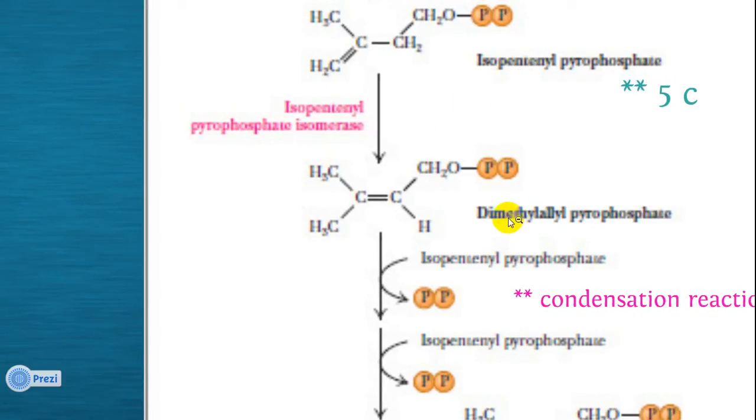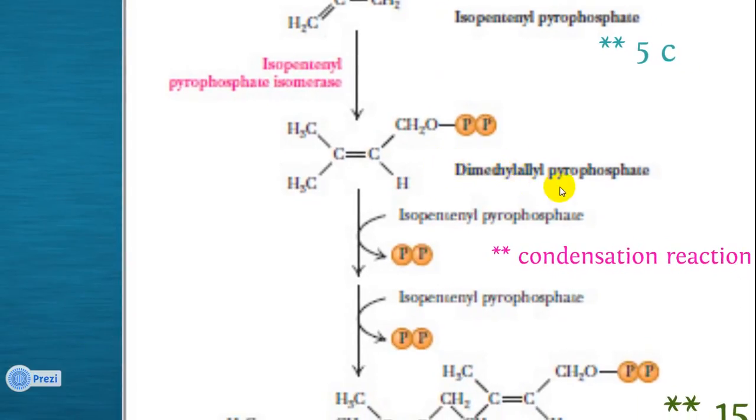What I'm trying to do here is to make you, just by hearing the enzyme name, know what the function is, and what the compound is that this enzyme works on. So just look at the enzyme name, isopentenyl isomerase. It just changes the shape of the compound.